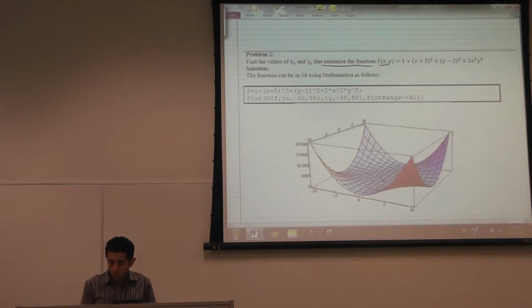This energy could be, for example, f of x, y, which has this form: 1 plus (x plus 5) squared, plus (y minus 2) squared, plus 2 x squared y squared. And I want to find the minimizer of this function. I want to find the values of x and y such that this function is minimal. So I want to find this particular point.